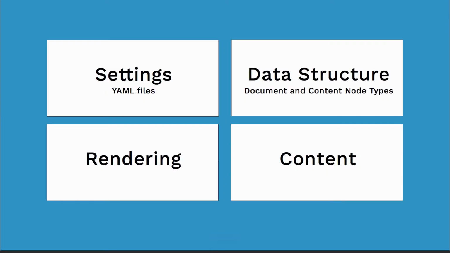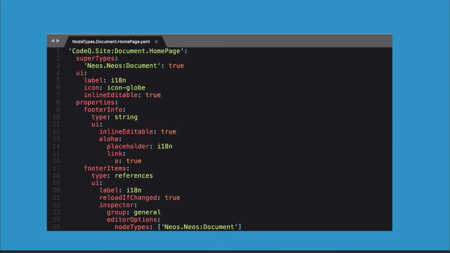The second part is we need to define a data structure. In Neos, we define the data structure with node types. And there are 2 different types. You can create either document node types or content node types. So with node types, we define how content can be edited, and then the editor can create the content based on that configuration. I just want to show you what it looks like.